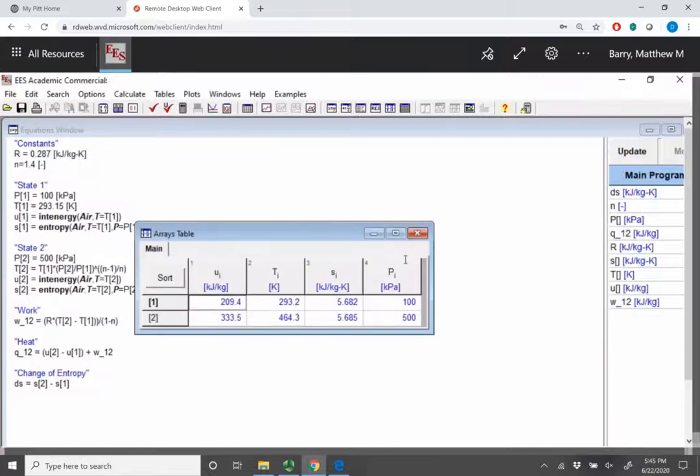We see that if we calculate our system properties, our temperature has increased to 464.3 Kelvin. That is because we have no heat rejection. For it to be isentropic, it has to be reversible and adiabatic. And we saw our heat supplied is near 0 within our round-off of our calculation.